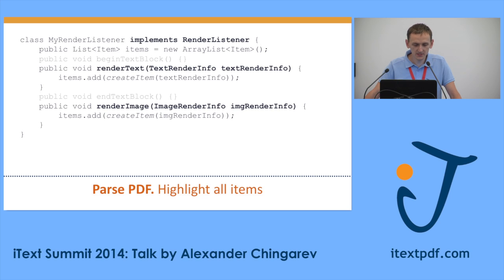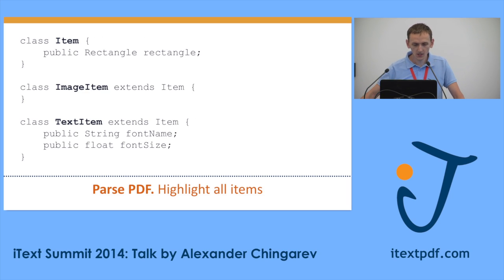In our presentation, the methods are implemented very simply. They just convert text render info and image render info to an item. This is a structure I have created just for this presentation, and when the item is created, it's added to an item list. So when the page is parsed, we can get the item list from our implementation of the render listener.